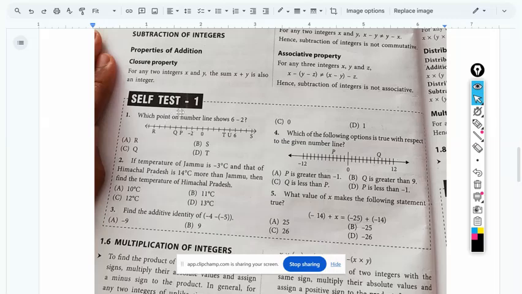Now we are going to do self-test one. The pointed number line shows 6 minus 2. As you know, 6 minus 2 is 4. So the 4 is marked as T, as we see here. So the answer is D.